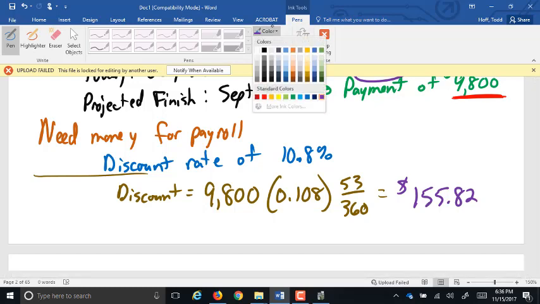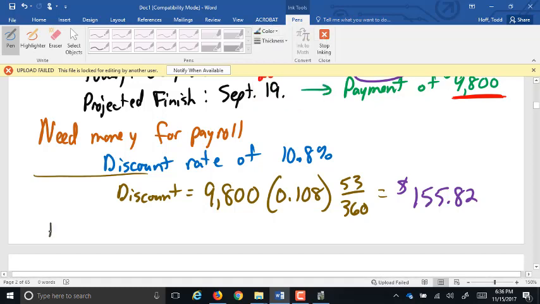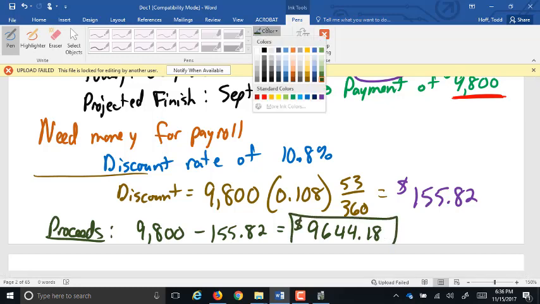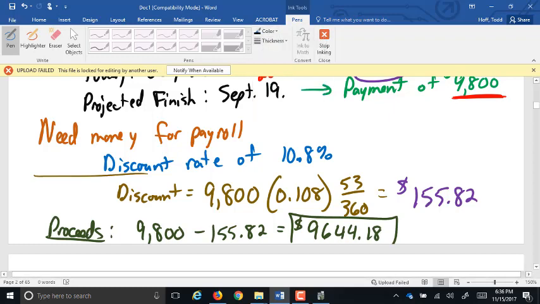So the amount of money they will give us, our proceeds, is 9,800 minus $155.82. So that's $9,644.18 is what the bank's going to loan me, or you, or whoever. What do you think? That'd be construction, or even like a graphics design firm or whatever.